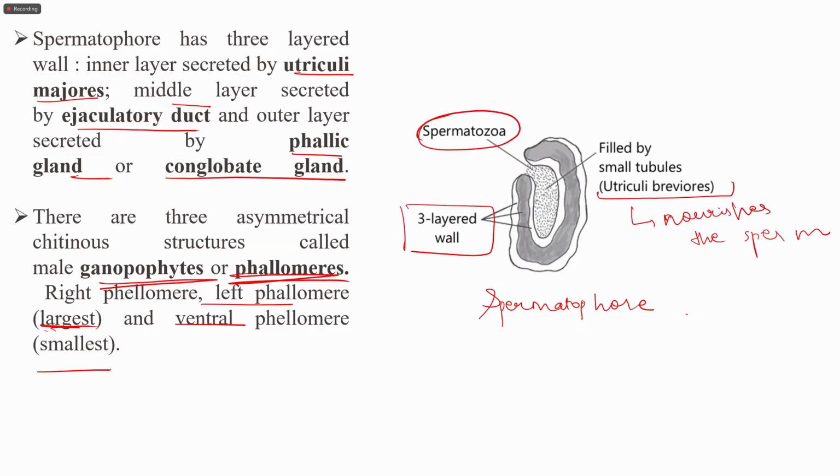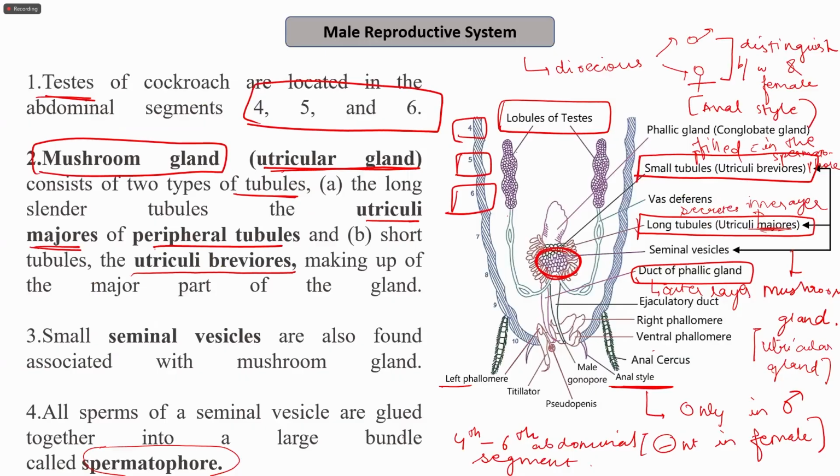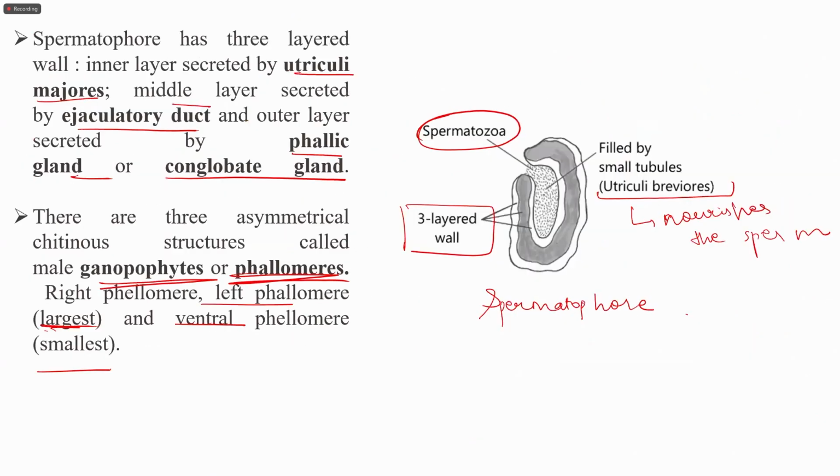So as the spermatophore reaches about the middle of the ejaculatory duct, after passing through the vasa deferentia and the seminal vesicles, it comes in contact with various secretions of the ejaculatory duct, which leads to the covering of the spermatophore by a third layer, the outer layer of the spermatophore.